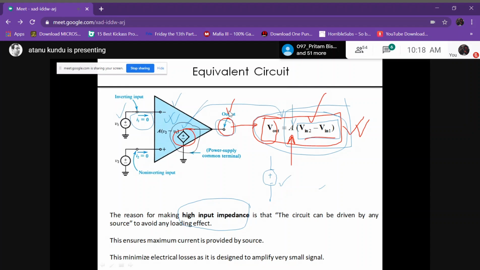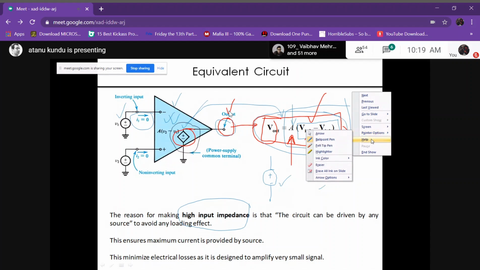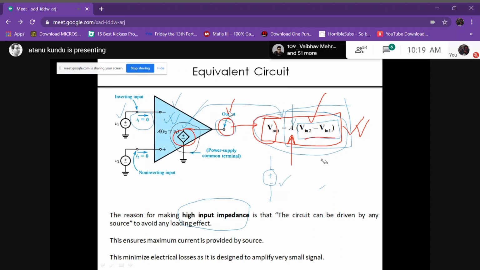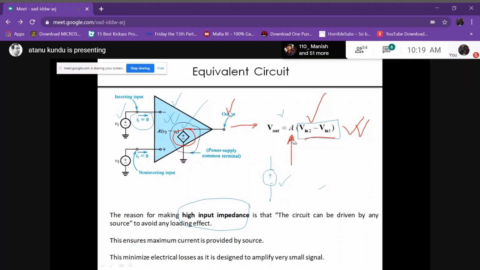Any question from anybody? Sir, I have posted in the chat box also: when both the sources have equal voltages, they get cancelled and V out is 0. Is that in the practical case or the ideal case? This is for the ideal case.